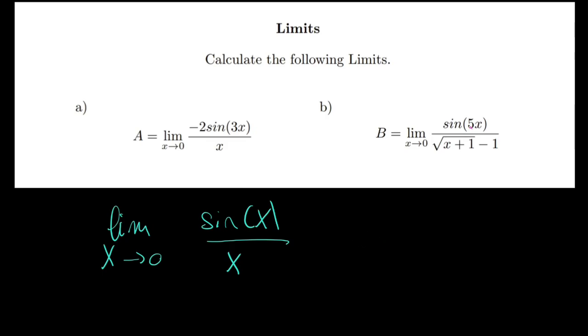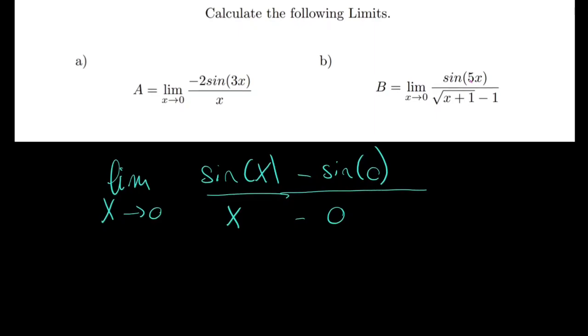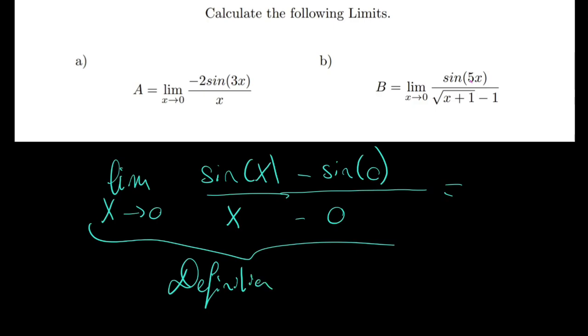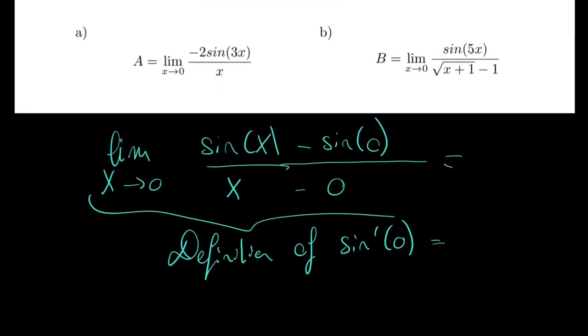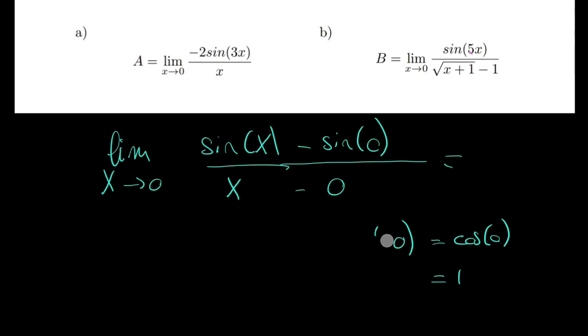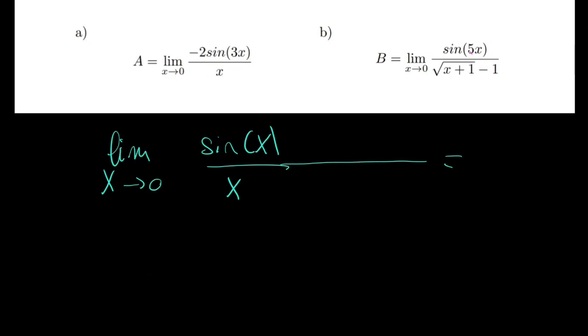It comes from the fact that if you make appear here minus sinus of 0, because obviously sinus of 0 is equal to 0, minus 0, you have here the exact definition of sinus prime, so the derivative evaluated in 0. And sinus prime of 0 is equal to cosinus of 0, basic trigonometry, which is equal to 1. Perfect. So what we want to make appear in conclusion is sinus of something over the same thing.